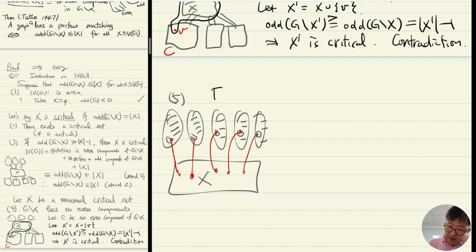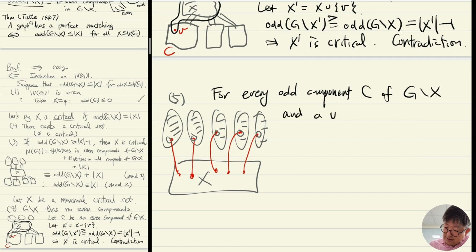For every odd component C of G delete X and a vertex V of C, C delete V has a perfect matching.